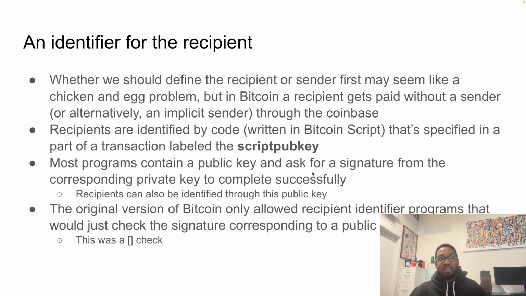So let's go into the identifier for the recipient. What is that? Whether we should define the recipient or sender first may seem like a chicken and egg problem, but in Bitcoin, a recipient gets paid without a sender, or alternatively, with an implicit sender through the coinbase. So you don't always typically need a sender. There is a way to get paid through the system, which is how money's created.